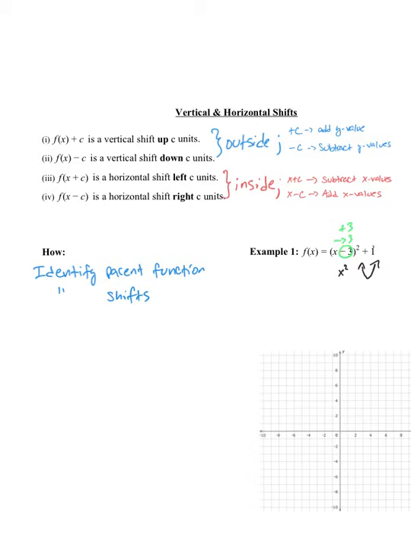Now I see something on the outside as well. I see I'm adding 1, which is a shift up. I'm shifting it up 1 unit, which means I'm going to add 1 to my y values. Now third step is we need to adjust our key points.